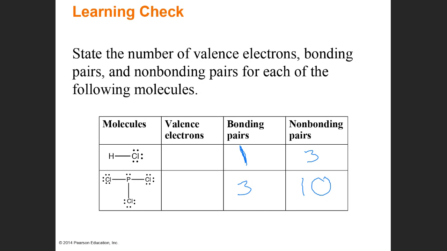So to figure out the valence electrons, we just count all the pairs and multiply it by 2. So we have 4 pairs times 2 is 8 valence electrons in all here. 10 and 3 is 13 times 2, there's 26 valence electrons here. Because remember, each dot is an electron, and then the lines represent a pair of 2 electrons being shared.